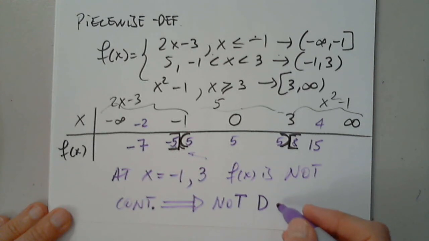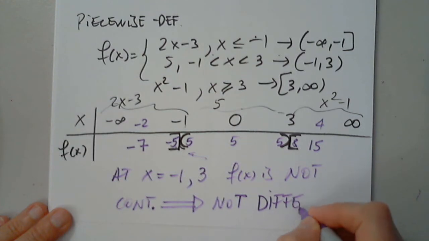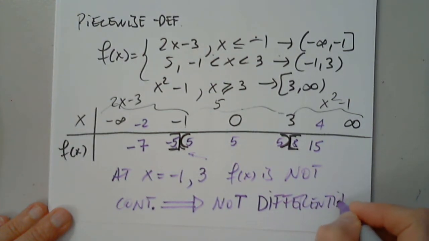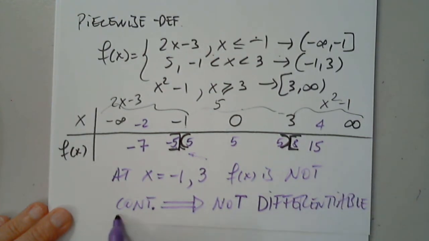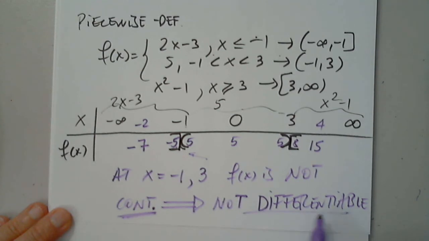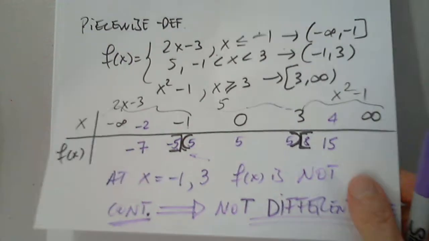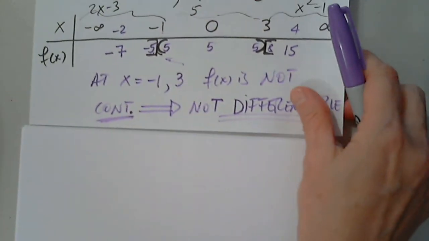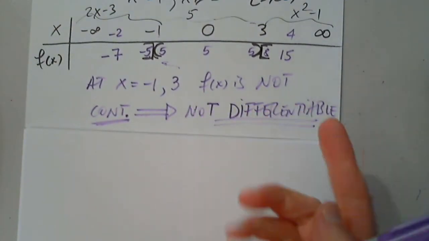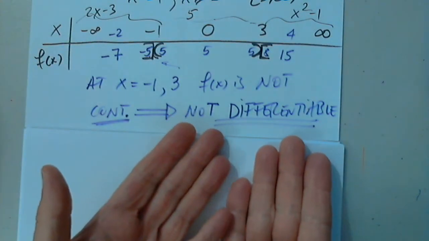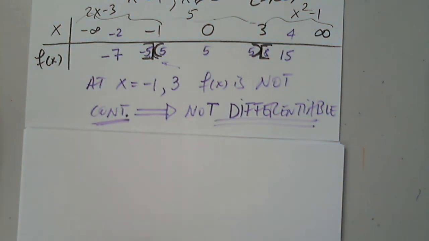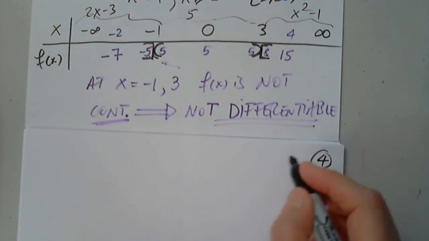Differentiable. Very good. If a function is not continuous, it cannot be differentiable. Very good. Awesome. Thank you. Very important concept. That's what we discussed in this chapter, differentiation. Good. Let's graph it.